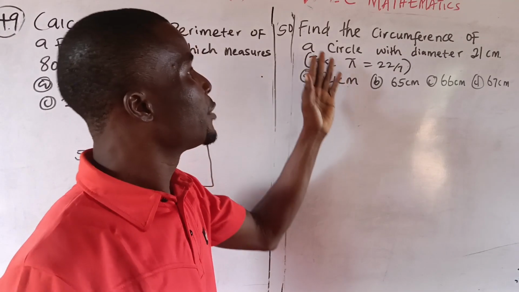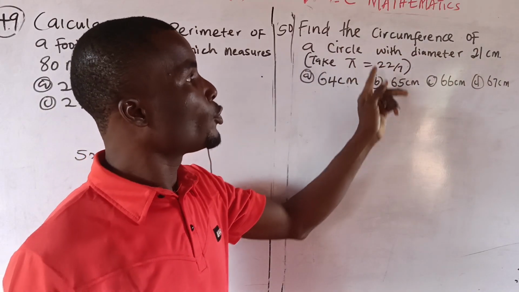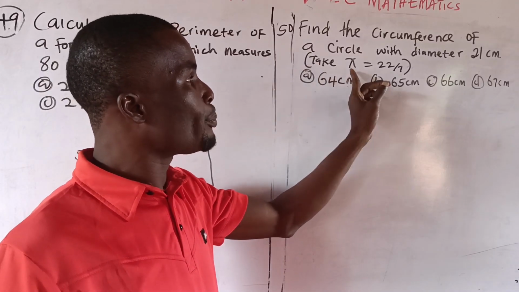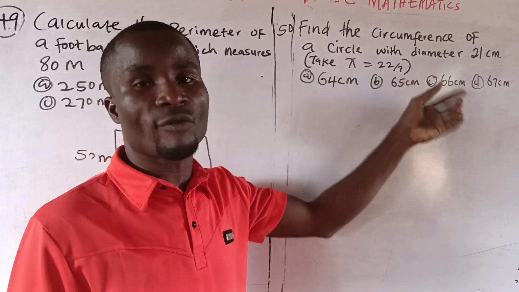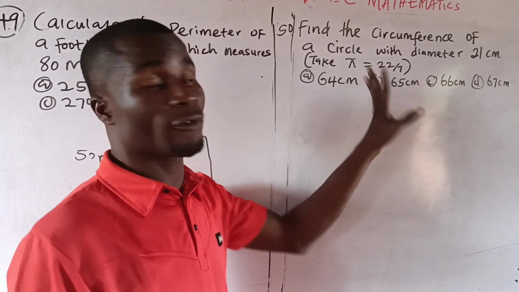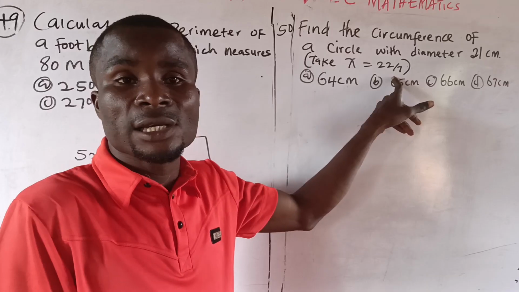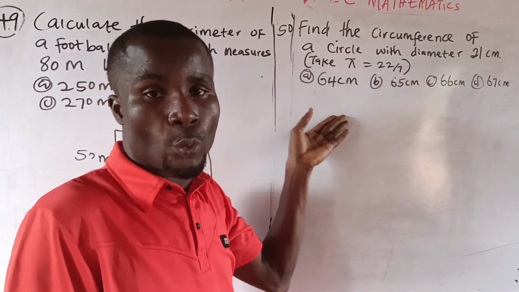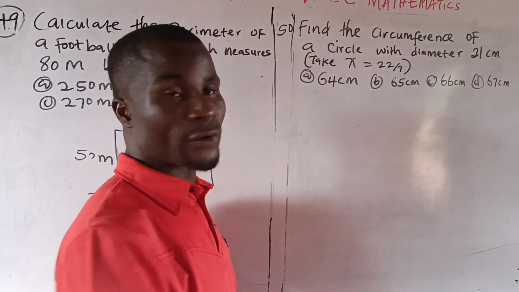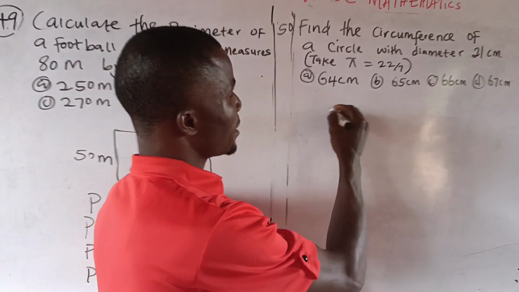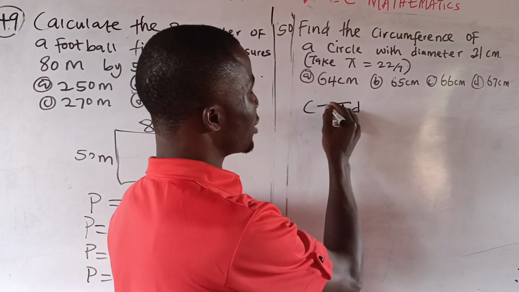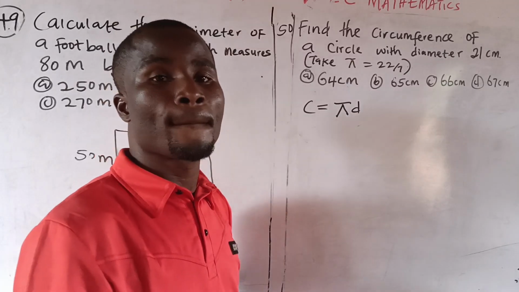Now question 50. Find the circumference of a circle with diameter 21 centimeter. They ask us to take pi to be 22/7. So that is what they gave us. They didn't give it to us in form of decimal. So they want us to use it as it is given, so we can get the actual answer. So watch, the formula we are going to use for this is pi d. The circumference of a circle is equal to pi d.